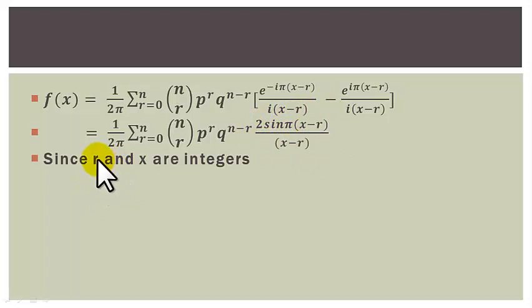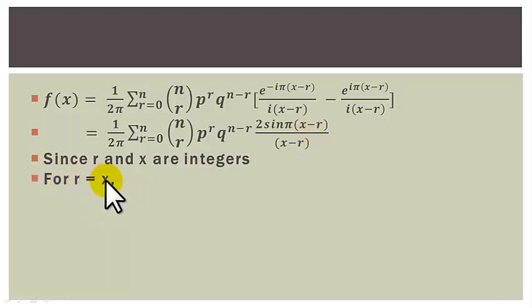Now, since r and x are integers, we are summing the whole of this from r equal to 0 to n. It is possible for r and x to be equal, and it is also possible that they are not equal. Since r and x are integers, x minus r will also be an integer. So let us see what will happen. We are going to consider two cases here: the possibility when r is equal to x, and the other possibility when r is not equal to x.